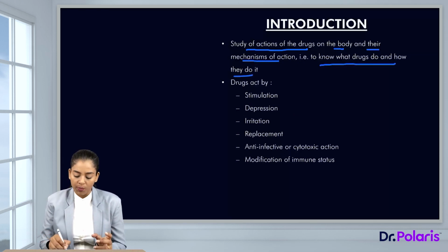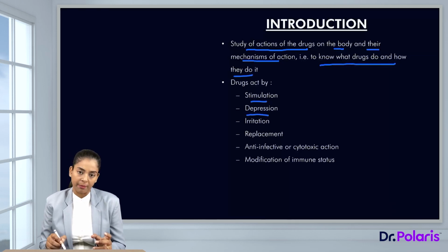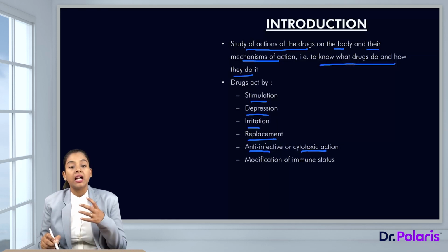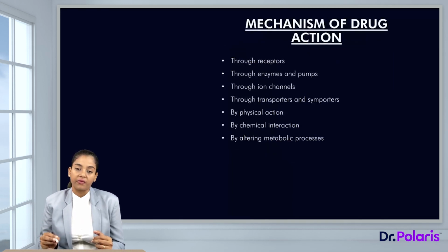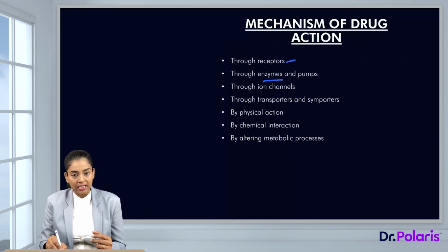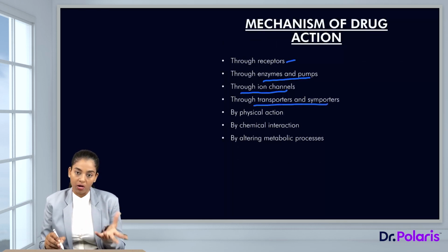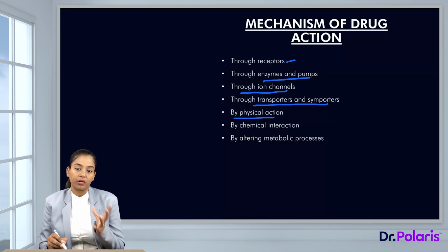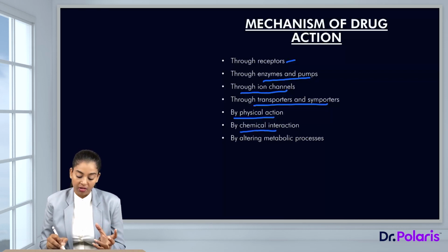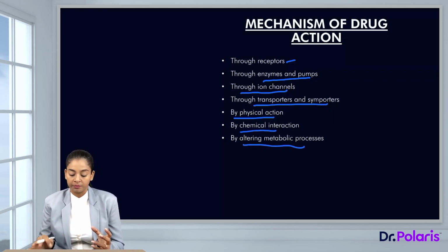So drugs can act by stimulating a receptor, depressing a receptor, by causing irritation to the surface of the nerves, by replacing something, by anti-infective or cytotoxic action. That means it can kill another organism or it can kill a cell, or by modifying an immune status. So mechanism of action of a drug can be via receptors, through enzymes or pumps, through ion channels, through transporters or symporters. It can block a transporter or a symporter, or it can stimulate a transporter or symporter, by physically blocking a drug, by chemically interacting with the drug, or by altering the metabolic processes.